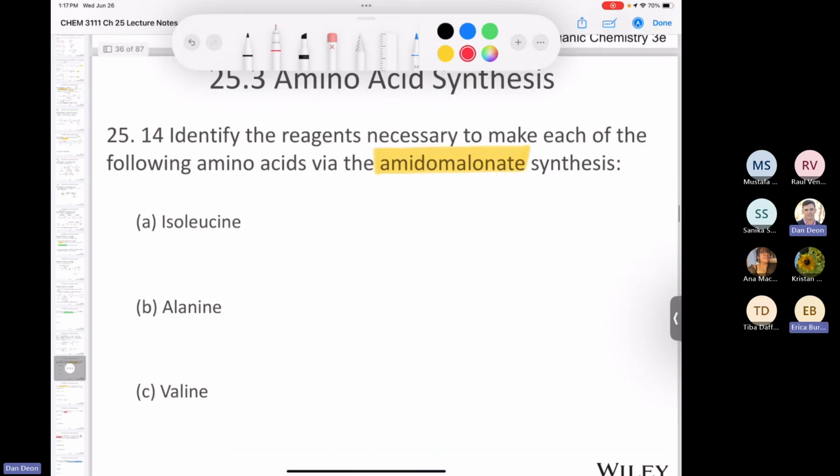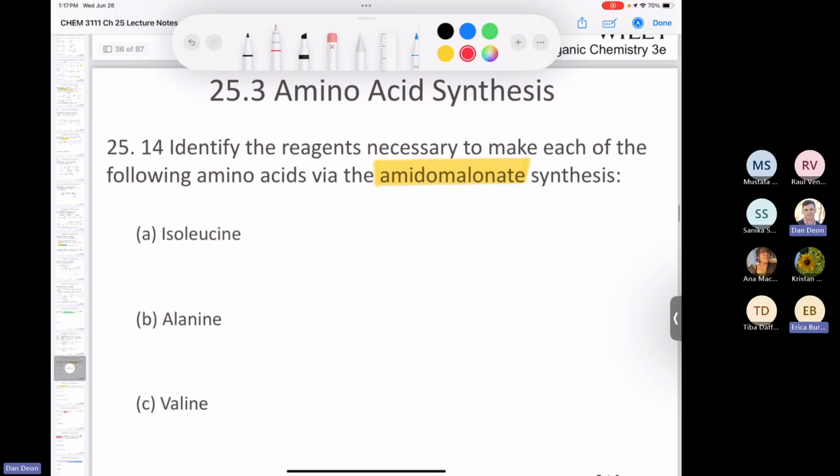All right, so let's move on to the amidomalonate synthesis. And this is a variation, I guess, on the ethyl acetoacetate reaction that we looked at way back in chapter 21. And so if we want to make isoleucine, if you go over and look at the chart of the amino acids, you'll see that isoleucine actually has 2 chiral centers in it. Don't worry about the chiral centers. We're just going to make an achiral version of it.